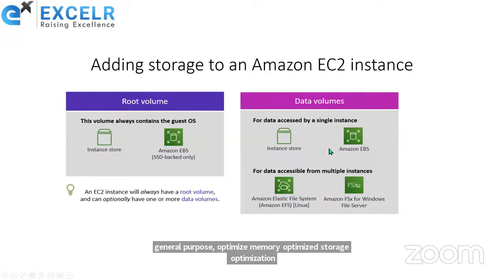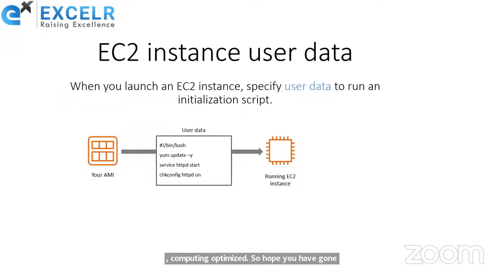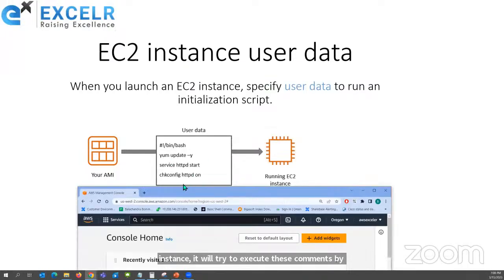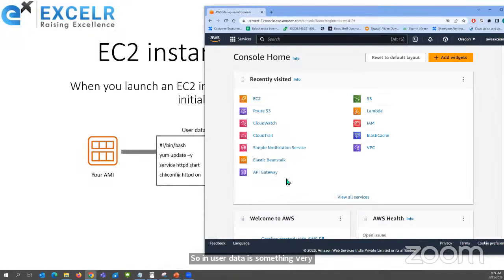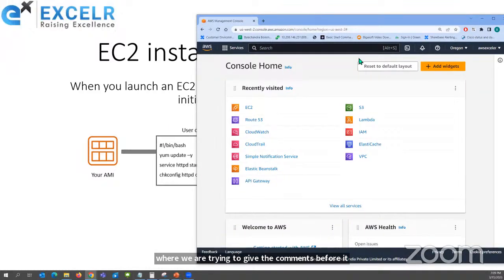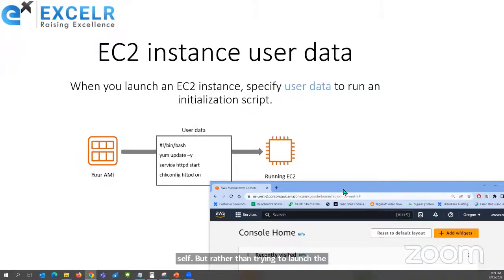So what is user data? User data is something we provide while initiating the instance launch. When we provide these commands during the instance launch, they will be executed by default in the background, and it will give us the instance startup. So in user data, we give the commands beforehand, rather than launching the instance first and then giving the commands. So we give this data beforehand, and thus it saves our time.